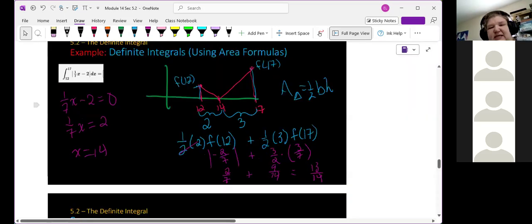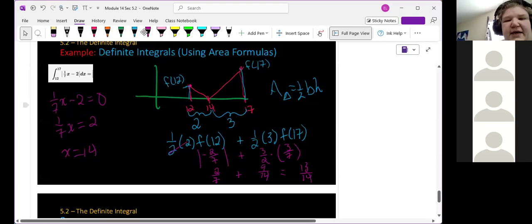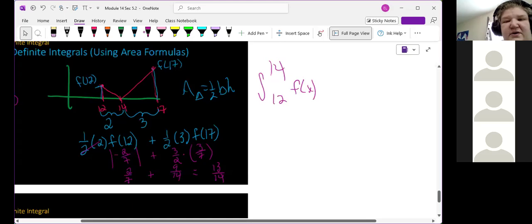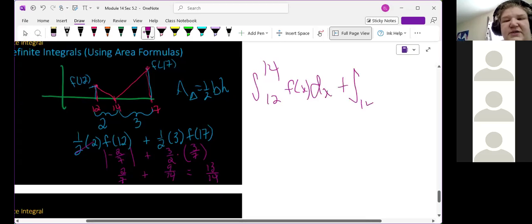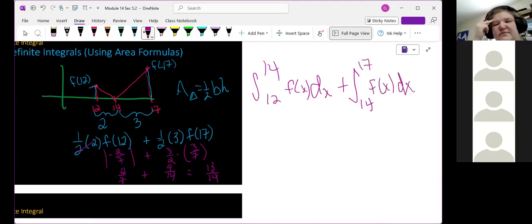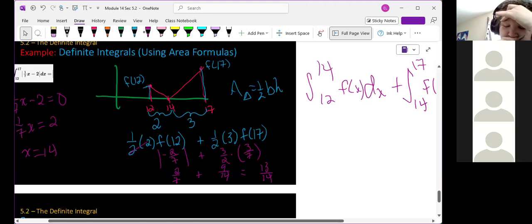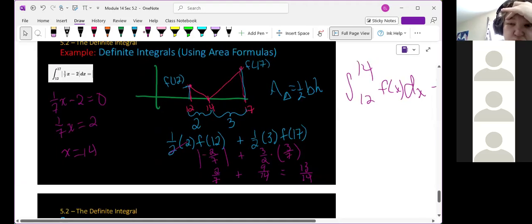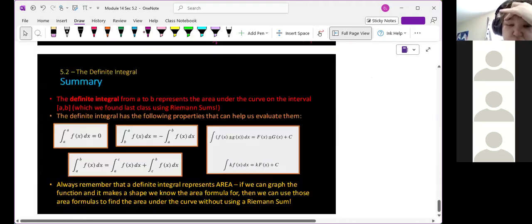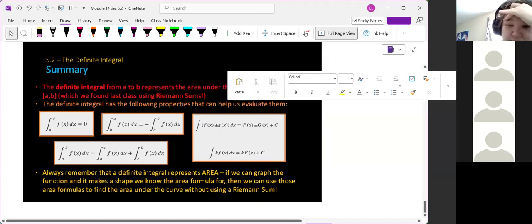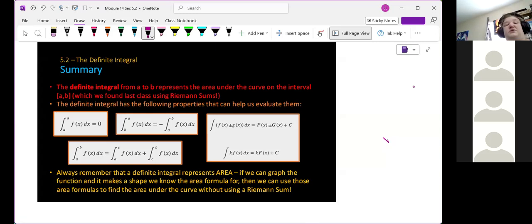But this is a classic split the integral setup. Our first triangle is the integral from 12 to 14. And then our second triangle is the integral from 14 to 17. That's all the notes we had on this.